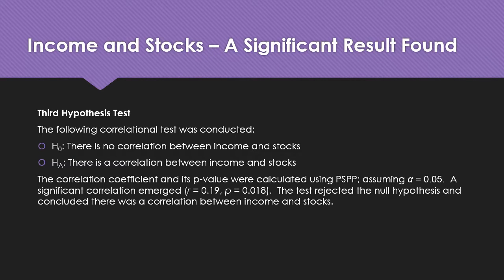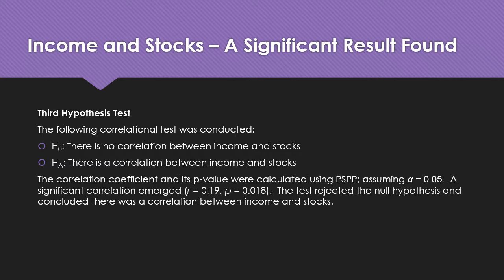The third hypothesis test was the correlation between income and stocks. The null hypothesis here suggested that there was no correlation, whereas the alternative suggested that there was. What we can see by examining the Pearson's R as well as the p-value is that there was a correlation, however, it is weak. And we will see this on the next slide where we can look at the scatter plot.